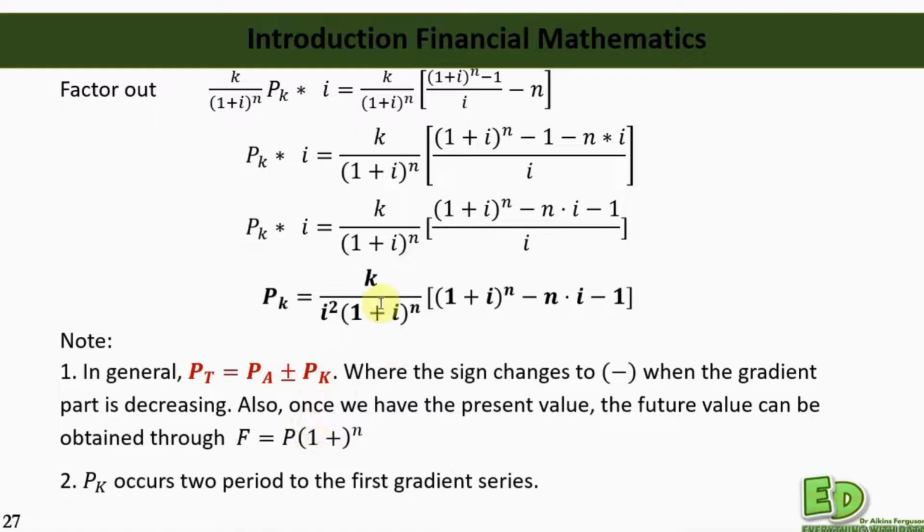So the formula for the PK here is that constant increment K over the interest rate squared, into bracket 1 plus the interest raised to the power n, multiplying bracket of 1 plus i raised to the power n minus n times i minus 1, right?